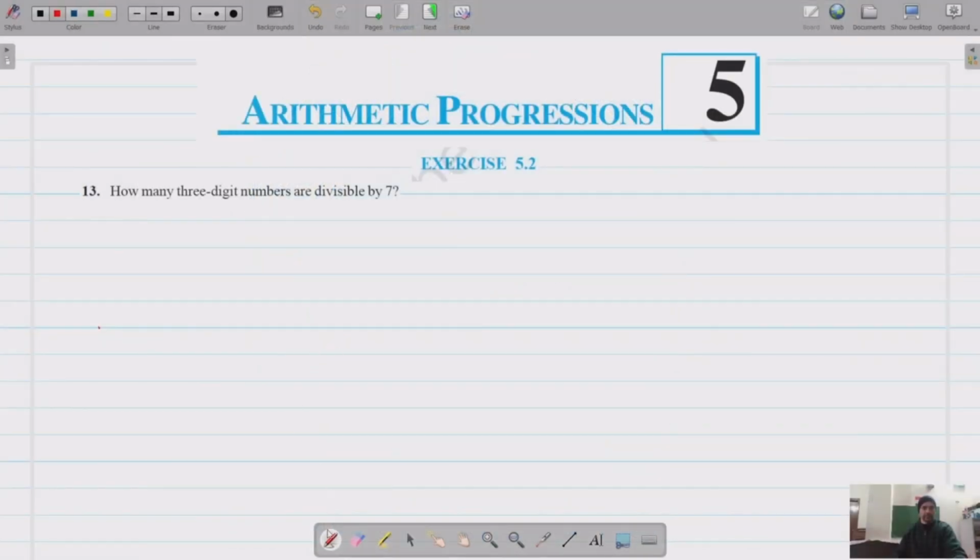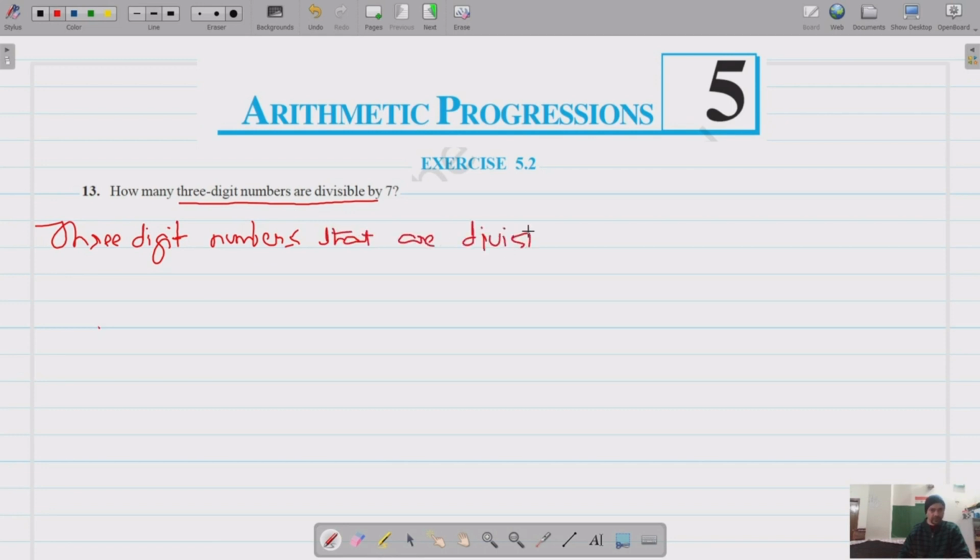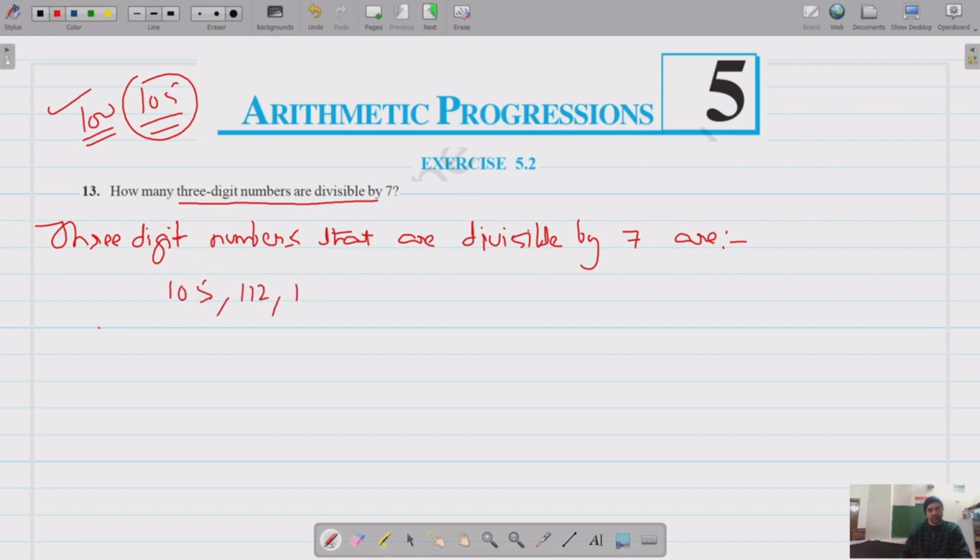So for question number 13, we have to find how many three-digit numbers are divisible by 7. Three-digit numbers start from 100, but 100 is not divisible by 7. If we check the number 105, this is the number that's divisible by 7. So the first number is 105, and the next will be 112, the next will be 119.